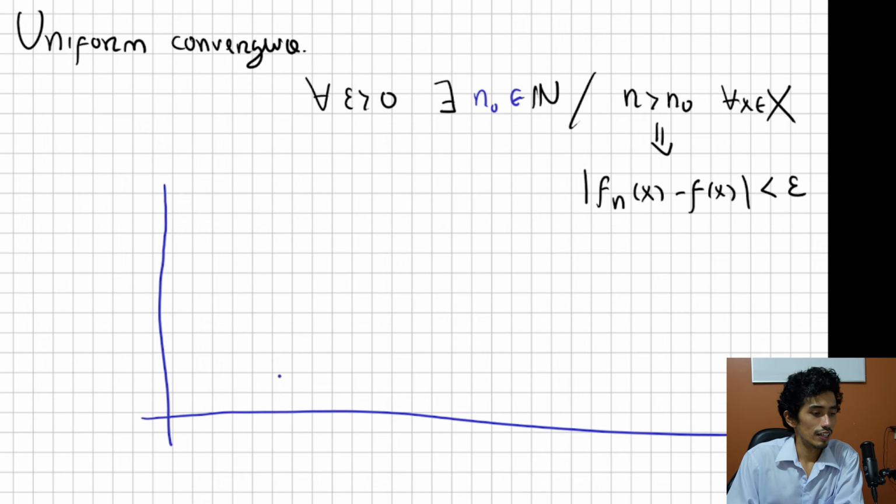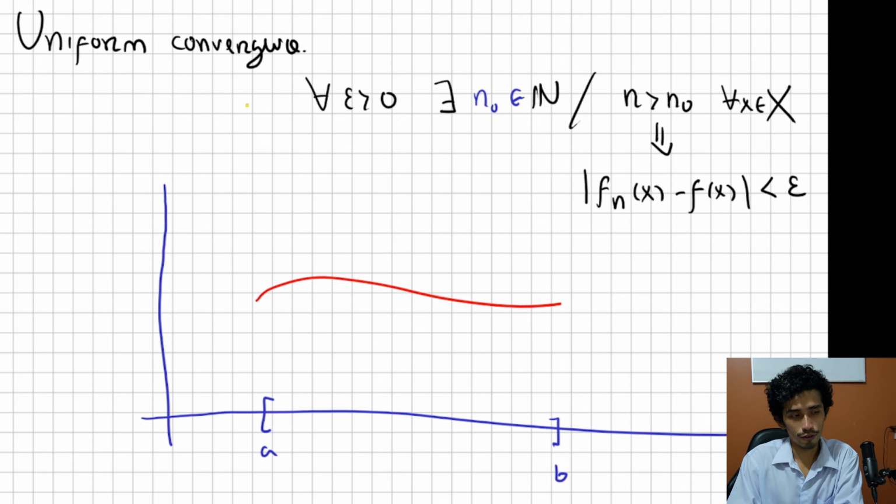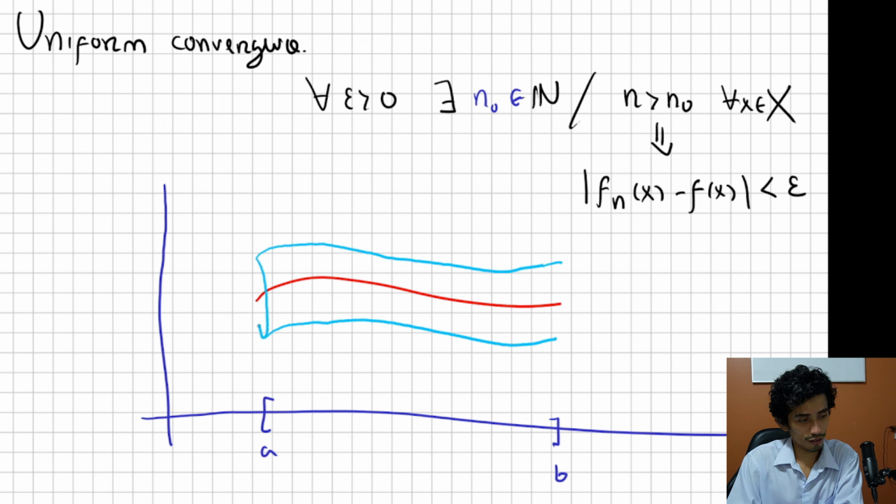So we have our domain here, we have our function like that, and now our neighborhood is not defined for a single x, but for the whole function. So it's like we cover our function with a tube. Let's say we surround it.